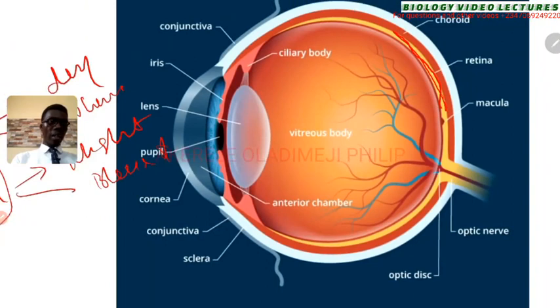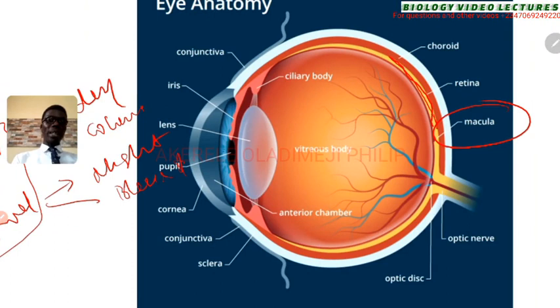Now this area called macula means the same thing as fovea centralis or yellow spot. That is the area of visual acuity where you have the sharpest image being formed. This area here, that's where a clear image is being formed. If the image is formed behind it, it will be blurred. If it's formed in front of it, it will be blurred. That's when people have short or long sightedness. What is wrong is that the image is formed either in front or behind it. That's what causes that refractive error, which you have to use a lens to correct.